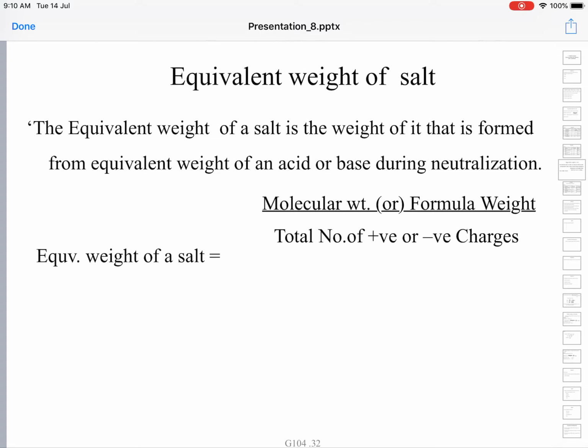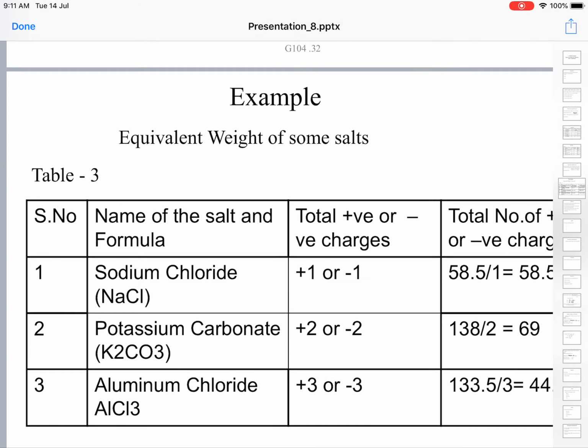Okay, it's a ratio between the molecular weight or formula weight of the salt to the total positive charge or negative charge. You can take only one, either positive charge or negative charge, not both. It's the ratio of molecular weight to its positive charge or to its negative charge. It's like that, not both. Things become evident once we go for the calculation of the equivalent weight. You will be able to appreciate things better. Now we'll move on to a few examples.